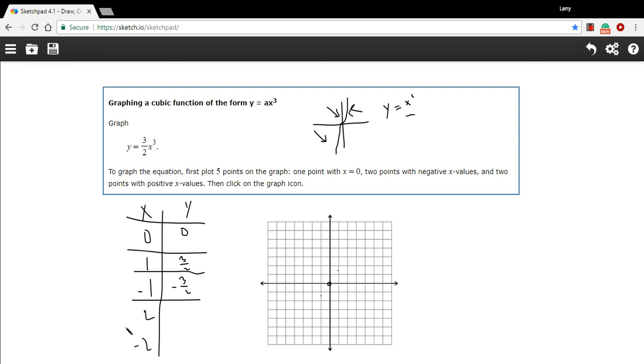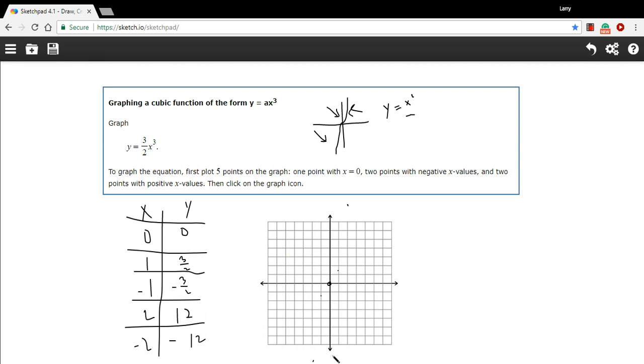All right, and let's see what we get for 2. 2 cubed is 8, and times 3 halves, so divided by 2 and multiplied by 3, it's going to be 12. And similarly, -2 is going to be -8 times 3 halves, which is -12. So that does go off our graph here, but we can approximate. So 2 and 12 would be about here, and -2 and -12 would be about here.